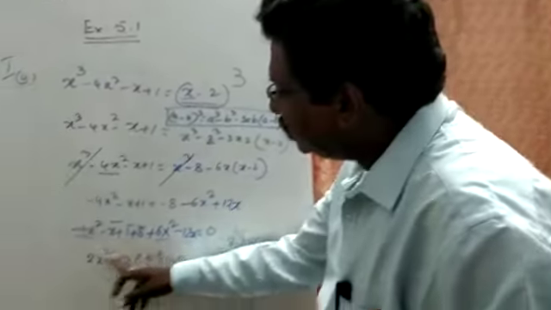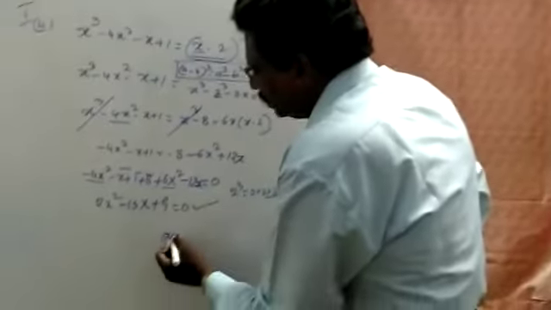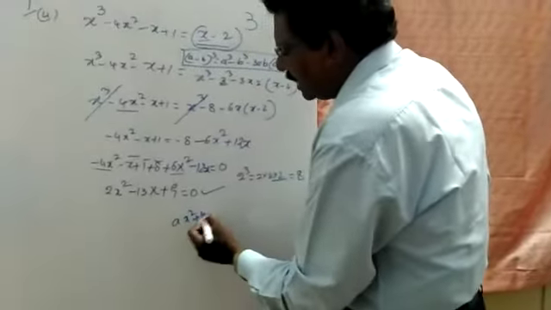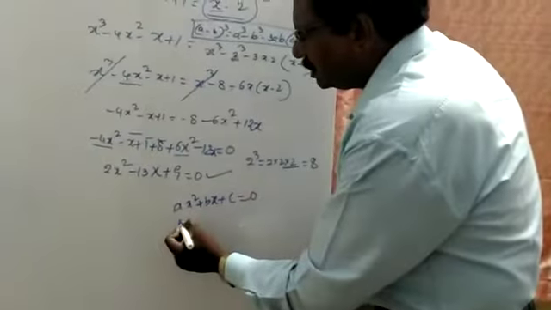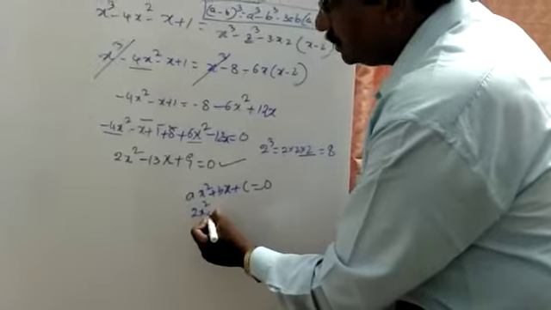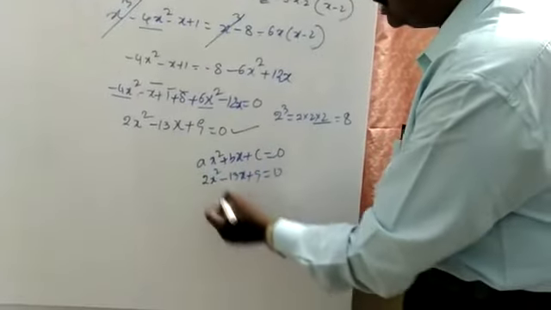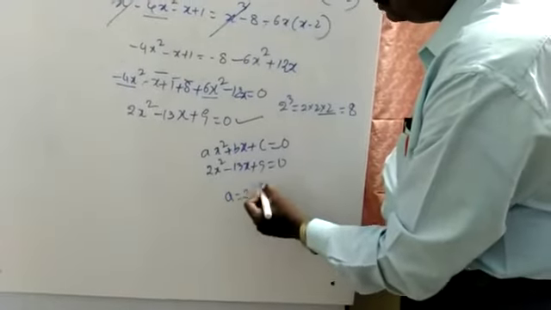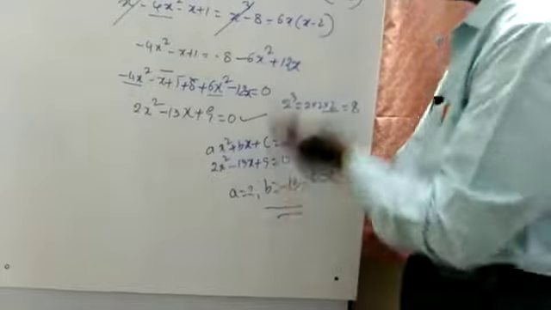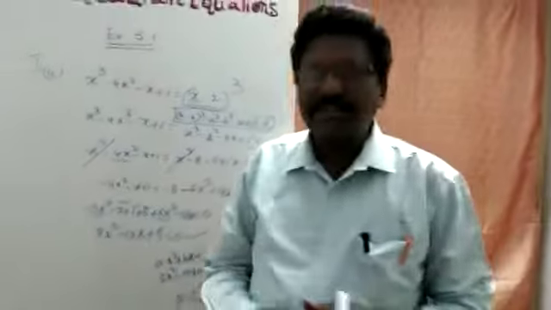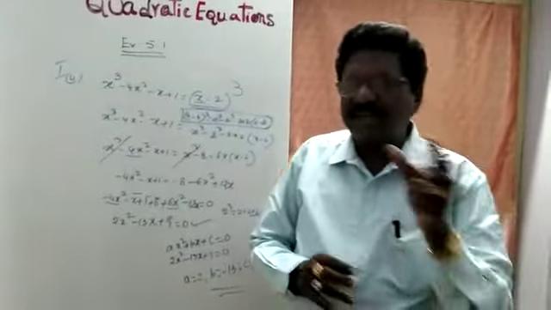The degree is 2, the variable is 1. So for example ax square plus bx plus c is equal to 0. The equation you got, we write 2x square minus 13x plus 9 is equal to 0. What is a? a is equal to 2, b is equal to minus 13, c is equal to 9. So this is the quadratic equation. Okay students, this is the motivation of the quadratic equation. How can you recognize it?